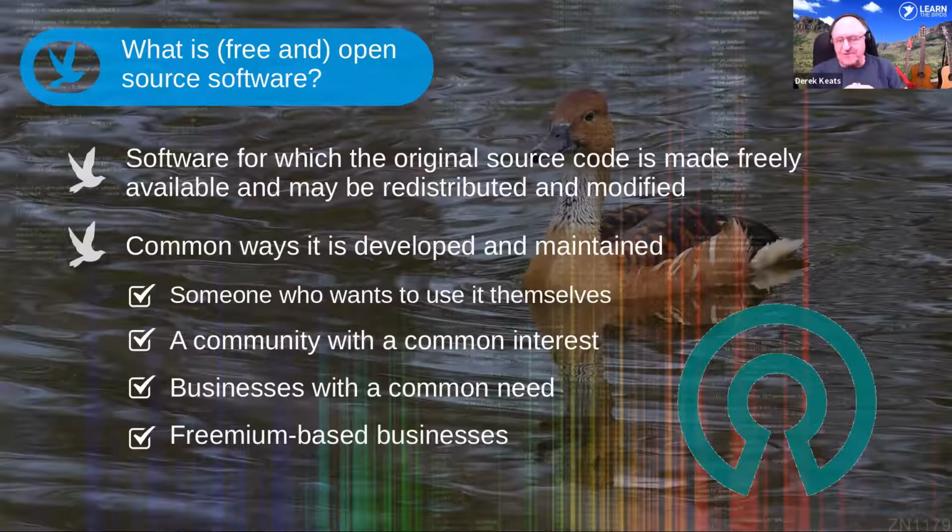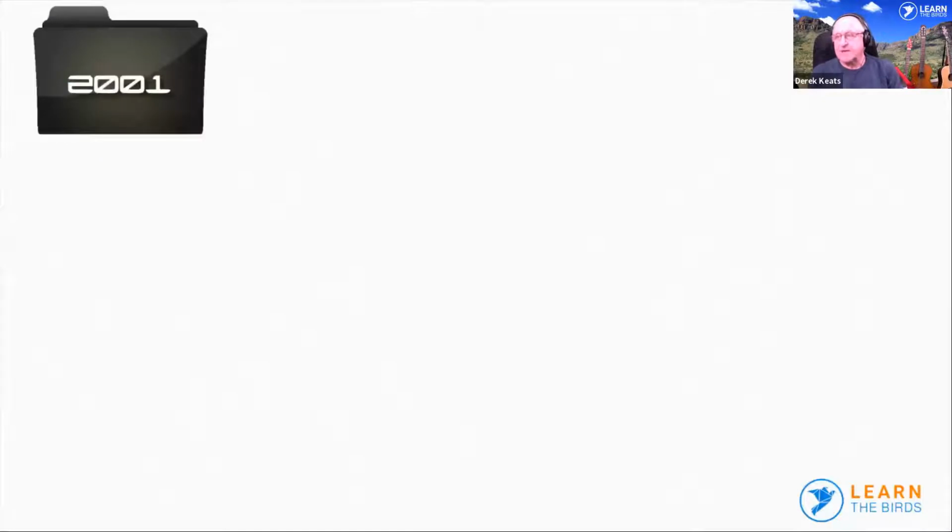And then there's the freemium model, where you get a free version and then you can pay for extra features, or you can pay for support or whatever. So those are probably the four most common ways in which the software gets developed. So I started exclusively using open source software in 2001.